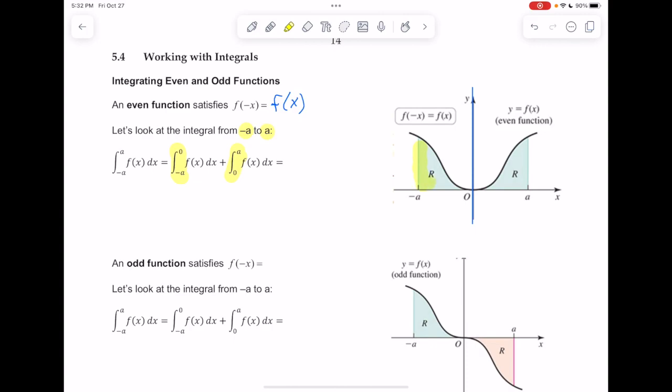So here's the left-hand side. You're finding this area right here, this region. But because of the symmetry, that's exactly the same as what's going on the other side. So the way we take advantage of that is we can just do one integral and multiply it by 2. And we'll do the integral from 0 to a of f of x dx.